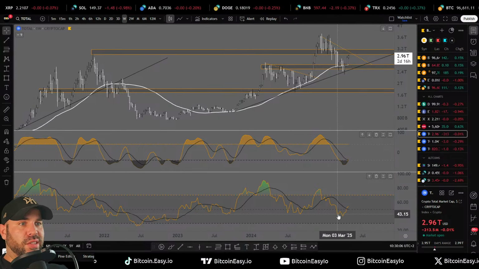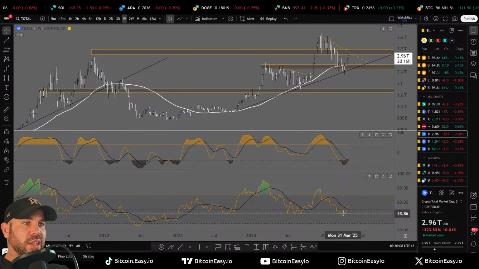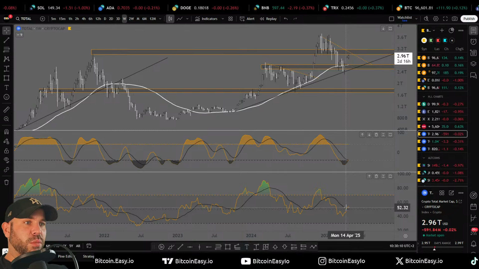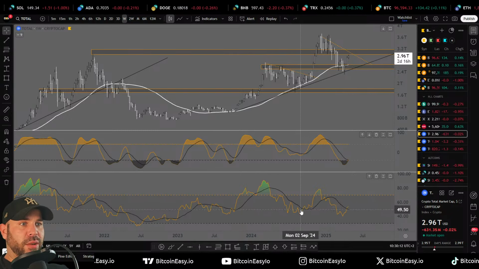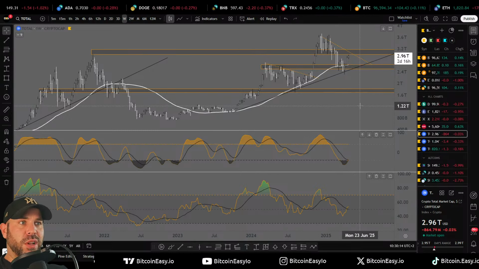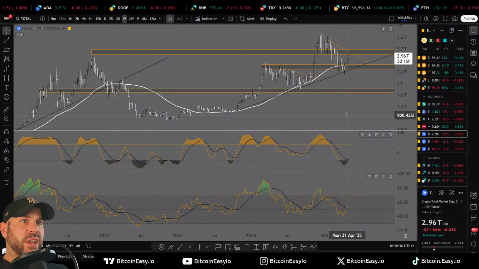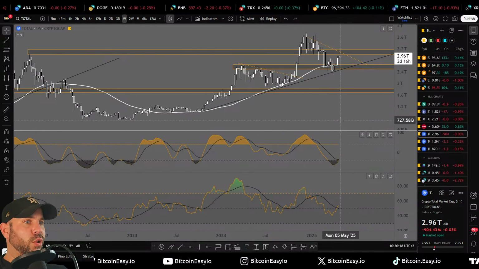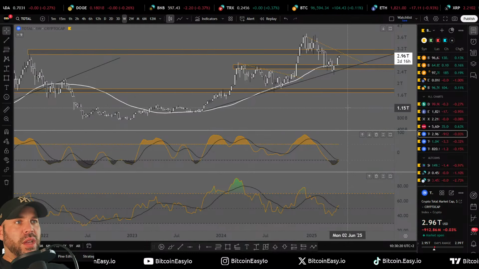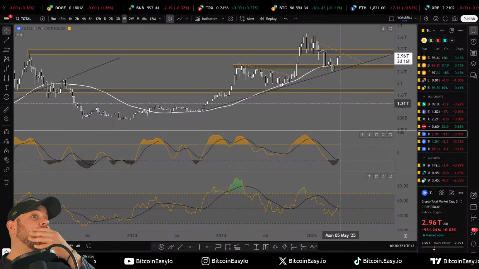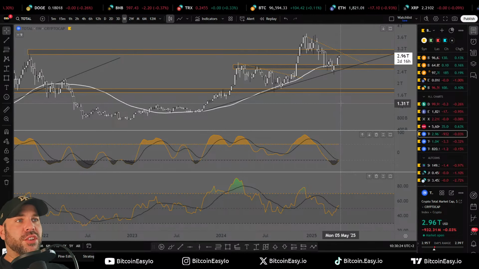RSI looking very similar as well here. We can see here that we just crossed the middle band and the moving average as well. And historically, when that happened, we saw massive rallies as well. So really, really strong indication here on the larger time frames for the total market cap. And we can expect to see a little bit of a continuation here, at least for a short-term rally.